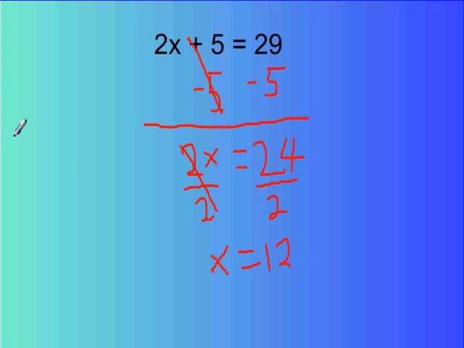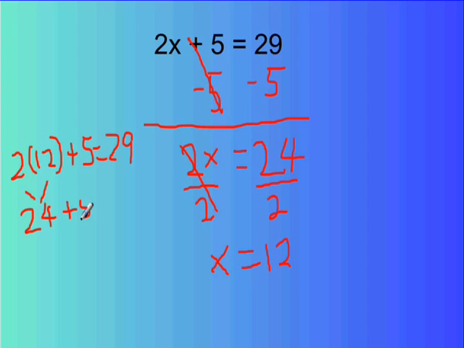Now let's check our answers. Substitute x for 12 in the original equation and bring everything in. 2 times 12 equals 24. And bring down everything that you haven't touched. 24 plus 5 equals 29. And 29 equals 29, which means our answer is correct.